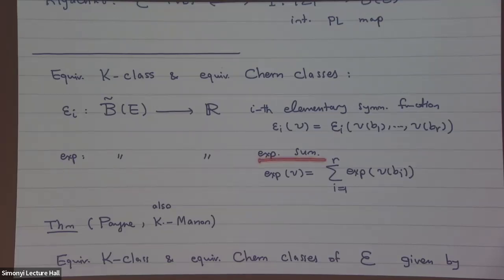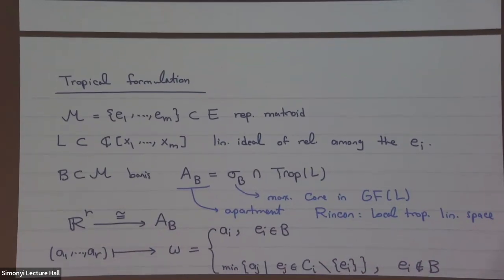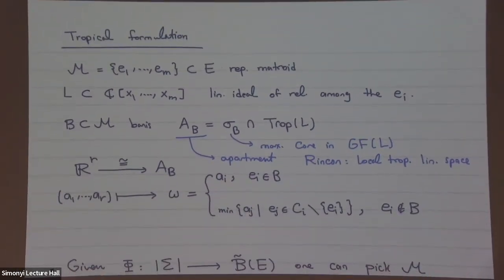And the same goes for exponential functions, the sum of exponents of the values. So you have these two God-given functions on this building, or extended building, or space of valuations. And then if you just compose them with your piecewise linear map, in this case you get a piecewise polynomial function, and in this case a piecewise exponential function. And then these represent the equivariant Chern classes and K class of the toric vector bundle. It comes from localization in equivariant cohomology. And finally, the tropical formulation of this data, which involves some choice.